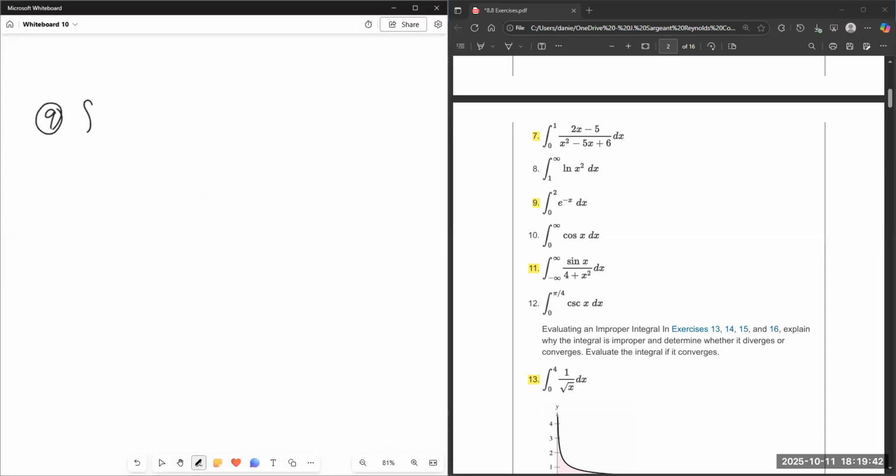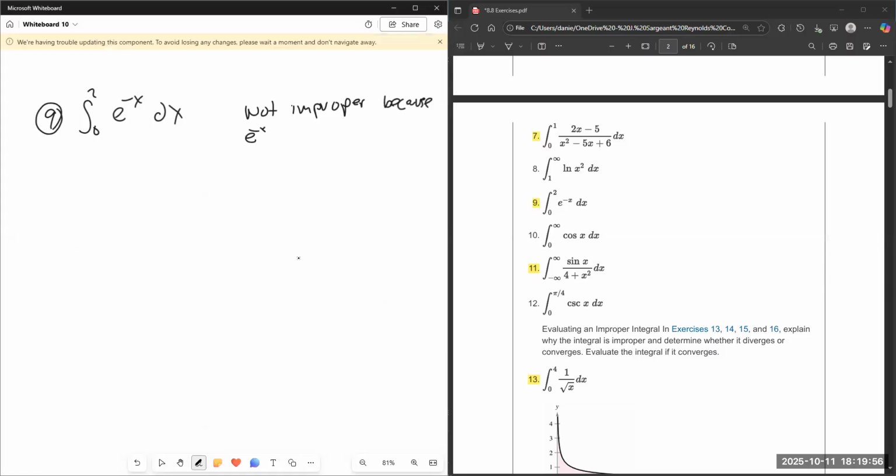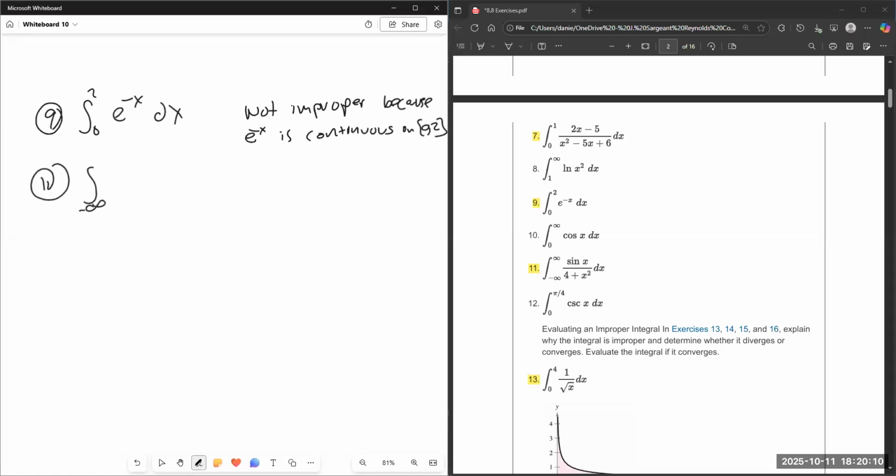Nine, 0 to 2, e to the negative x dx is not improper because e to the negative x is continuous on 0 to 2. 11, integral negative infinity to infinity, sine x over 4 plus x squared dx, improper because both limits are infinite.